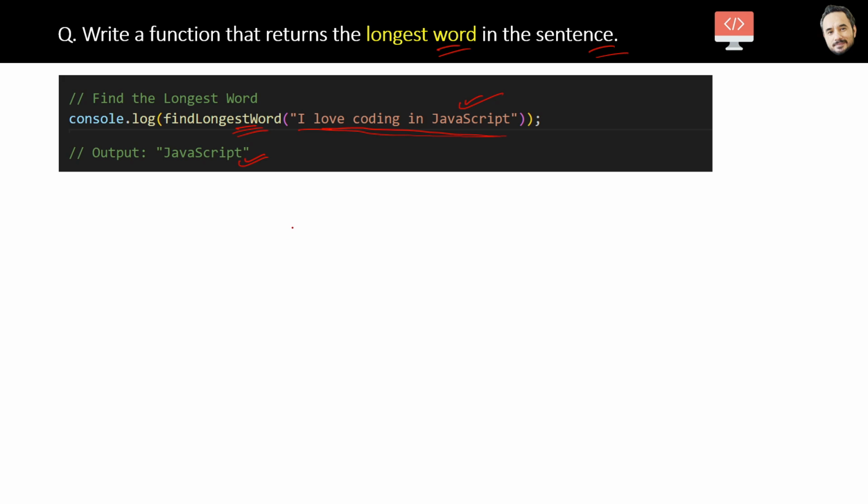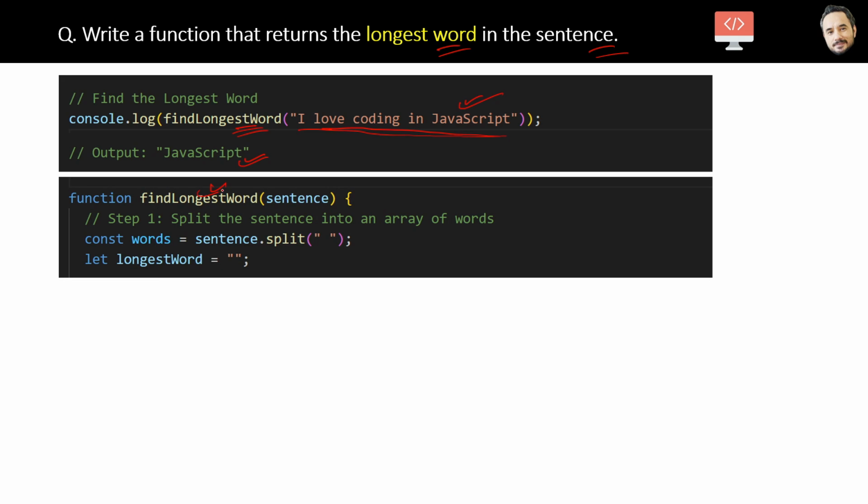Now for this, first declare the function and pass the sentence as the parameter. The first step is to split the sentence into an array of words by using the split method, and space will be the delimiter here, okay, the separator. Then you can just initialize one empty variable, longestWord.